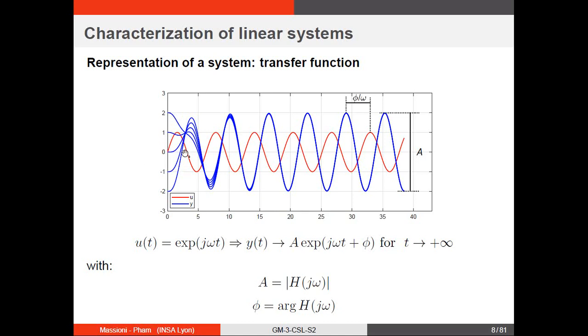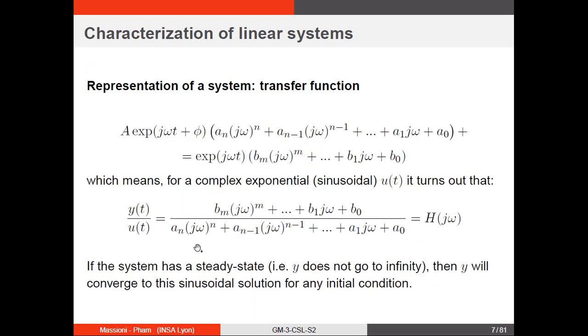So this system, with any initial condition, the output y will converge to a sine wave with the same omega, that's important, with an amplitude which is the same as u's, amplified by a term a, which is the modulus of h of j omega, and with a phase shift phi, which is the argument of h of j omega. This is basically written over here. And remember, this h of j omega is just the transfer function which we computed before, replacing s with j omega.